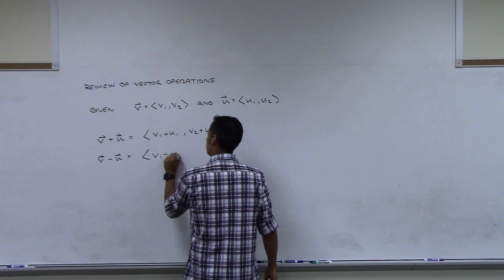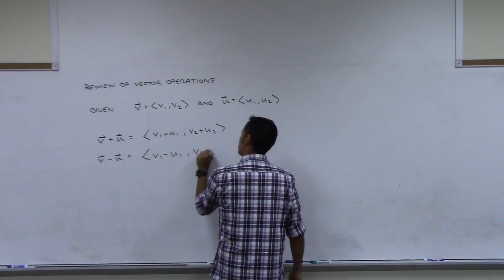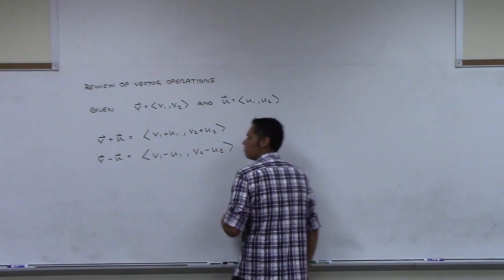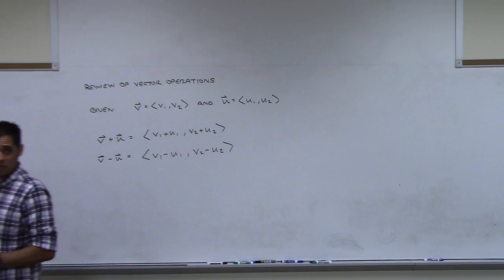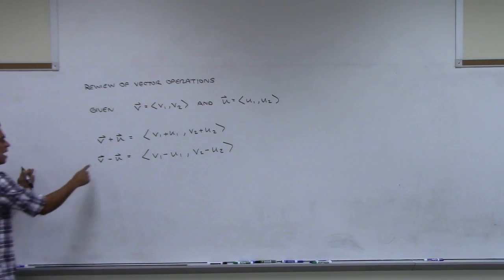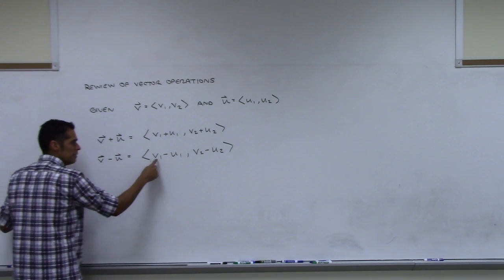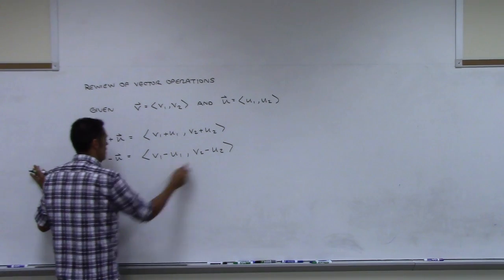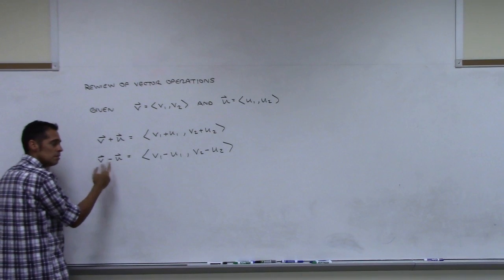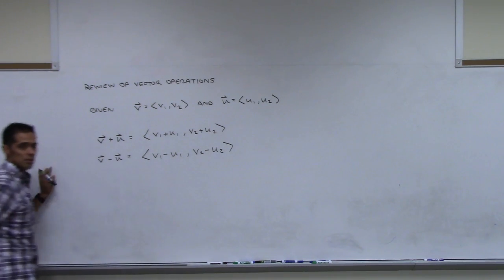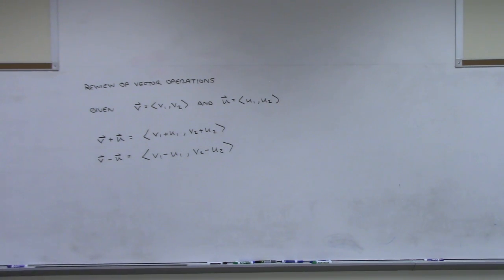Same thing. Now, do we have to be careful with subtraction, though? In general, when you're subtracting numbers, the order matters, right? So if you do v minus u, it's going to be v1 minus u1, v2 minus u2. But if you did it the other way around, these would switch places also.